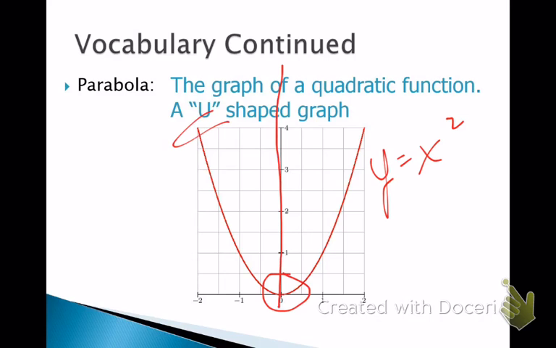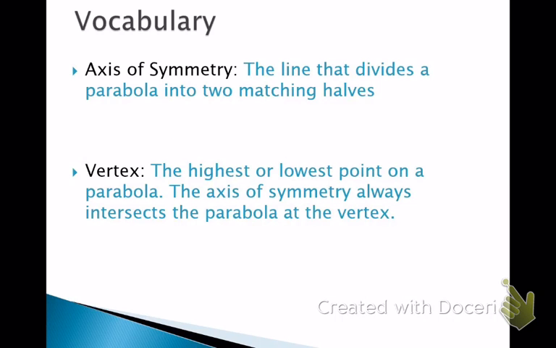If you look on the right-hand side, it looks exactly like it does on the left-hand side. If you look on the left-hand side, it looks the same as it does on the right-hand side. And we're going to use that idea of symmetry to help us graph as well. Okay? Speaking of symmetry, because these U's are symmetrical, there's something called the axis of symmetry, and it's the line that divides a parabola into 2 matching halves.